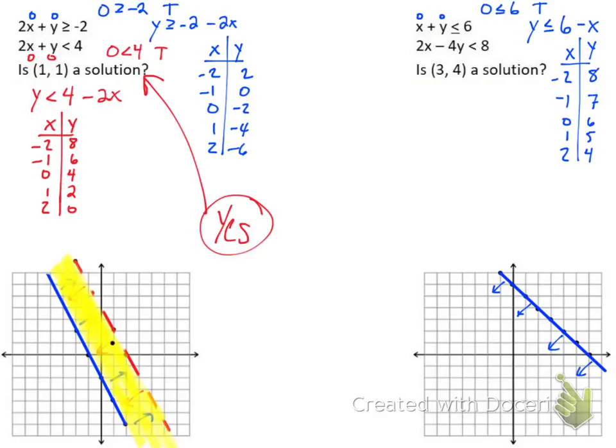Do the same thing with the second one. Subtract the 2x over to the other side. Get negative 4y is less than 8 minus 2x. And then divide everything by negative 4. So I get y. Make sure you flip your sign because I divided by a negative. 1/2 x.